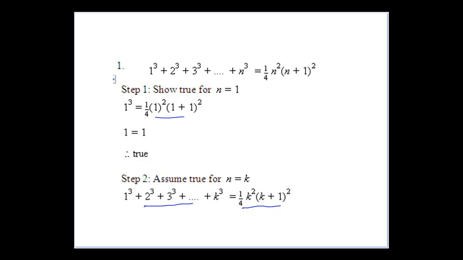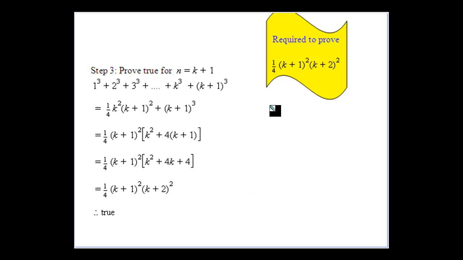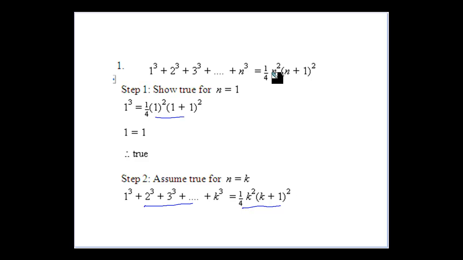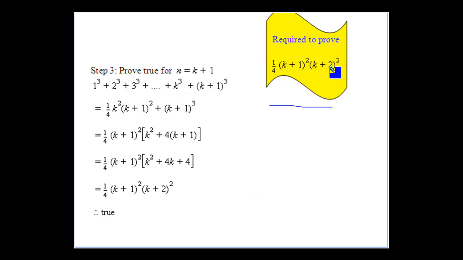So then we go to step 3. Now, keep in mind what we're required to prove. When n is equal to k plus 1, we would get 1/4 of (k plus 1) all squared, (k plus 2) all squared. Remember what we're trying to prove: k plus 1 is being thrown in there. So (k plus 1) all squared, (k plus 1 plus 1), which is (k plus 2) all squared. If we get to that, then we've proved it. So we start with our left-hand side. We've got the sum of the first k plus 1 terms, and we need to get down to this statement.